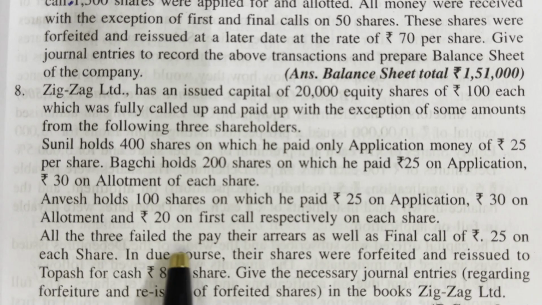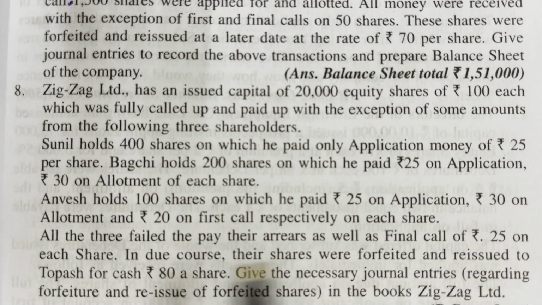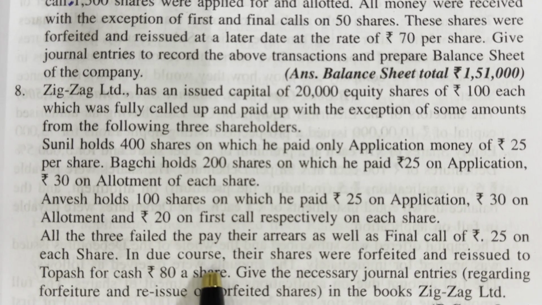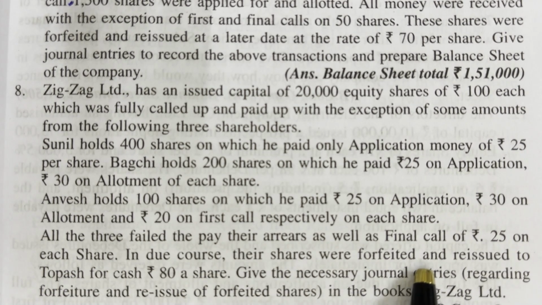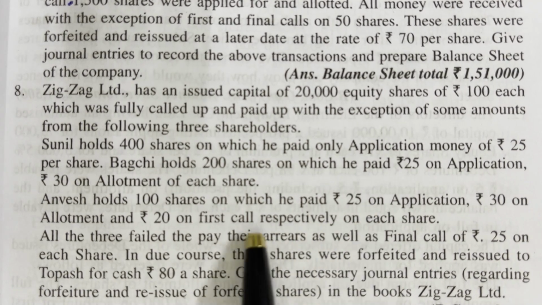All the three failed to pay their arrears as well as the final call of 25 rupees on each share. In due course, their shares were forfeited and reissued to Topash for cash at 80 rupees a share. Give the necessary journal entries regarding forfeiture and reissue of forfeited shares in the books of Zigzag Limited. This is the question. Let us see the solution for this.